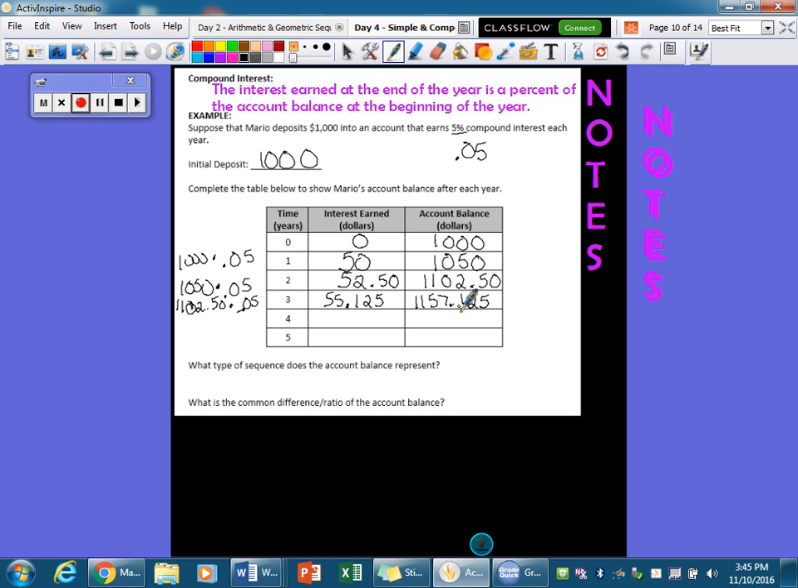So I'm going to multiply this number by 0.05. I'm not actually going to show my work anymore. It gets too much now. So we're going to multiply this by 0.05, and we get $57.88.